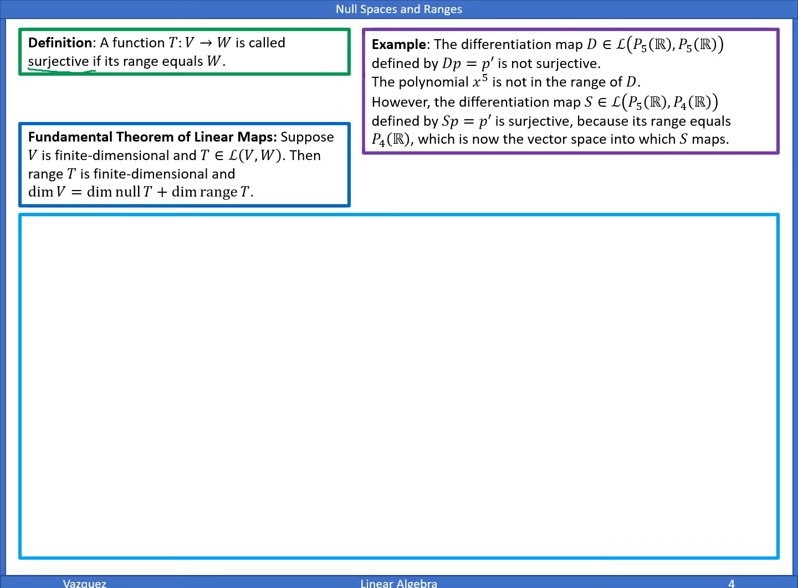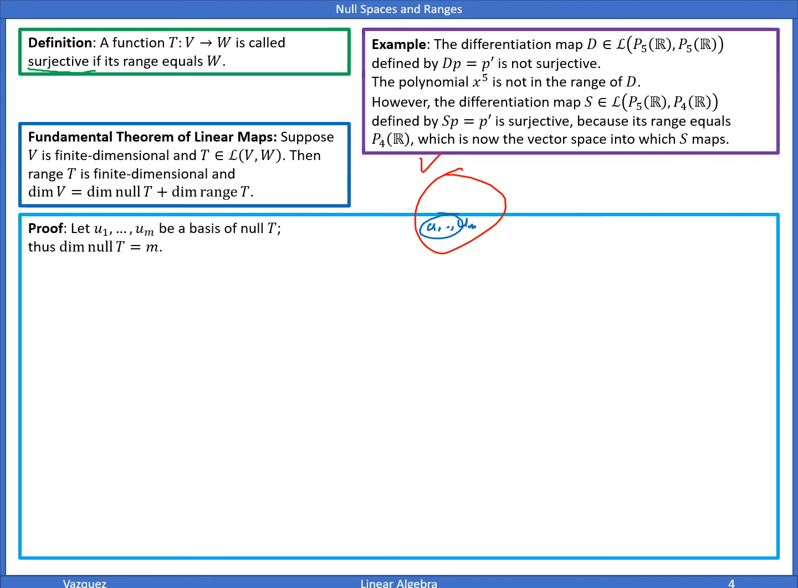So to prove this, I'll draw pictures along the way to help our intuition. Let u1 to um be a basis of the null space. So first of all, I'm going to draw the V here. And the null space, let's draw it in blue. u1 to um is a basis of the null space.